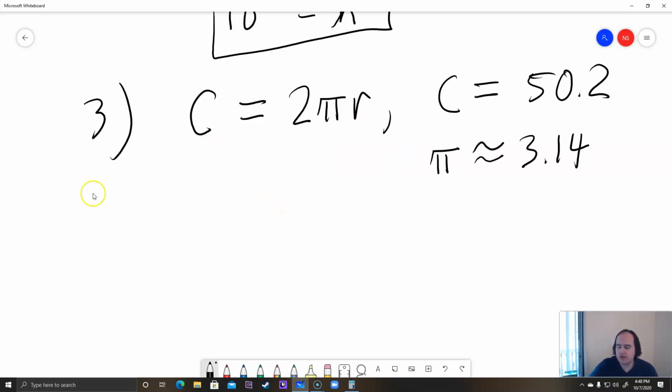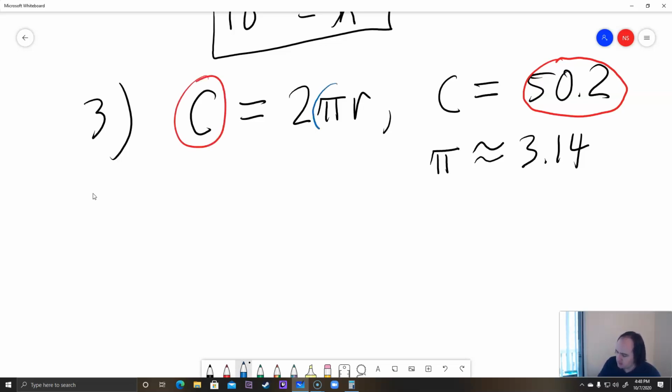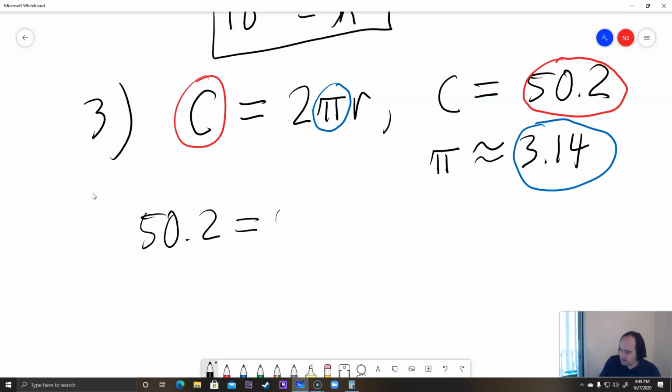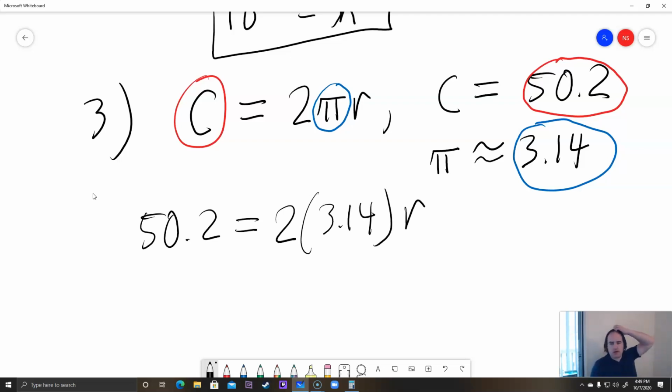All right, so let's plug all this stuff in here. For the c, we're plugging in 50.2, and for the pi, we're plugging in 3.14. So we're going to get 50.2 equals 2 times 3.14 times r. So here our unknown variable is going to be r, which is actually the radius of a circle. And we want to isolate r.